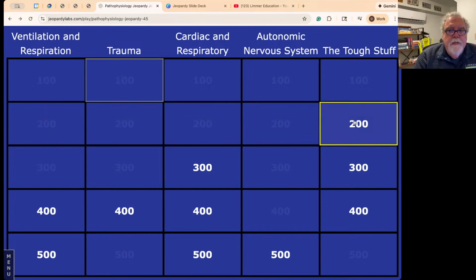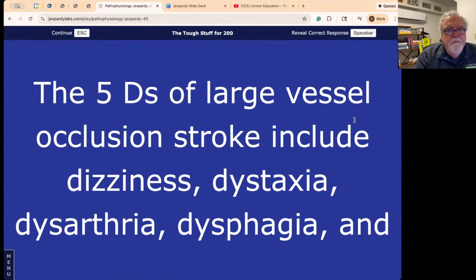Let's start whittling these down. Let's do tough stuff for 200. The 5 Ds of large vessel occlusion stroke include dizziness, dystaxia, dysarthria, dysphagia, and one other one. What is that one? The 5 Ds of large vessel occlusion stroke, sometimes called posterior circulation stroke, include dizziness, dystaxia, dysarthria, dysphagia, and what?